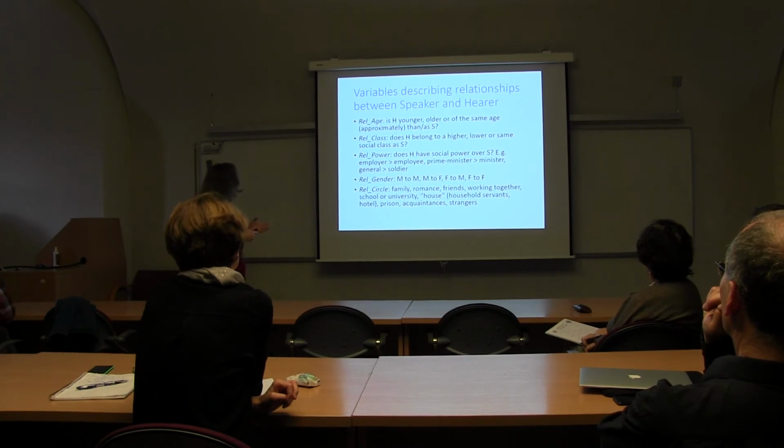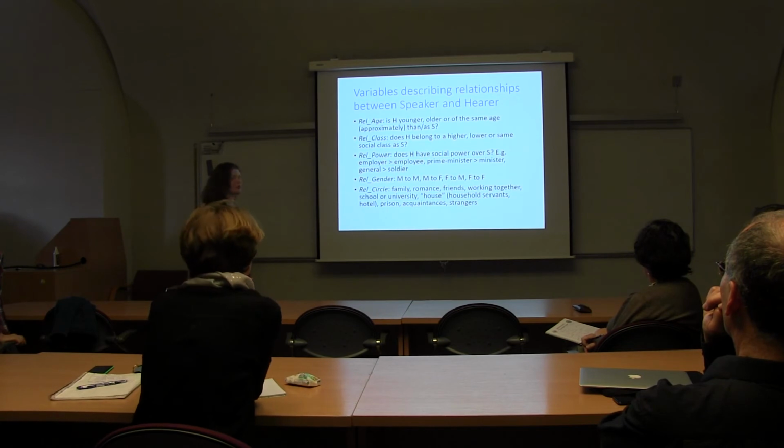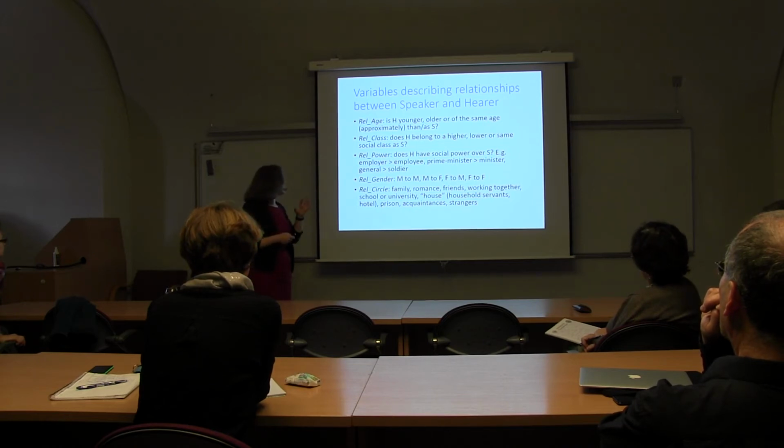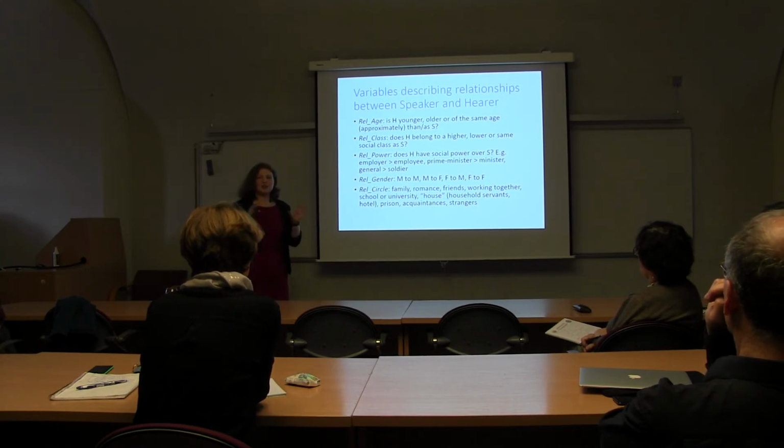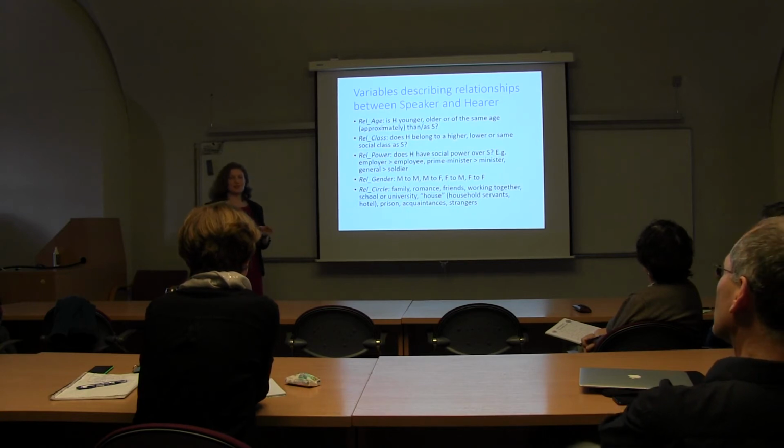Then, does the hearer belong to a higher, lower, or the same social class as the speaker? Does the hearer have social power over the speaker, for example as an employer has over an employee, a prime minister over a minister, a general over a soldier, and so on. Then the relative gender: is it male speaking to male, male speaking to female, and so on. And also, importantly, the variable circle, where I try to classify different kinds of social relationships. And this variable actually represents the solidarity dimension.